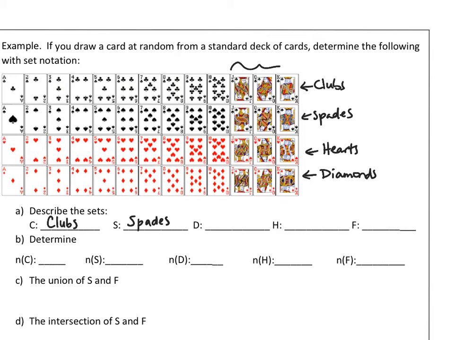Okay, we also have face cards. That's these guys here. They're the faces. Okay, so D is diamonds, H is hearts, F is face cards. Okay, this will become important when we do probability. We'll deal with them lots. So the number of clubs. So how many cards are there? So if you're not familiar with the deck of cards, there are 4 suits, 13 cards in each suit, total of 52 cards in the deck. So the number of clubs is 13, the number of spades is 13, the number of diamonds is 13, the number of hearts is 13, and the number of face cards is, if you count those up, there are 3, 6, 9, 12 face cards.